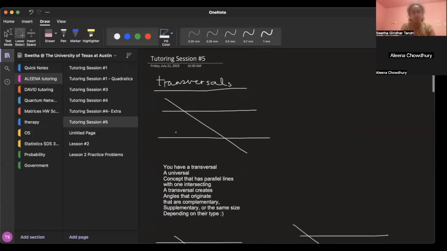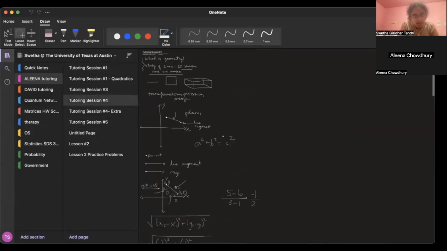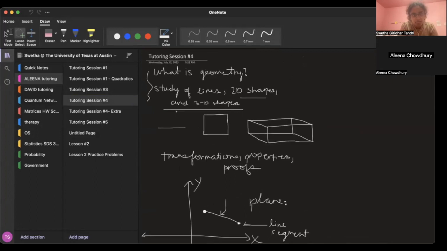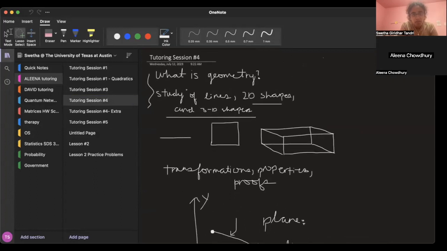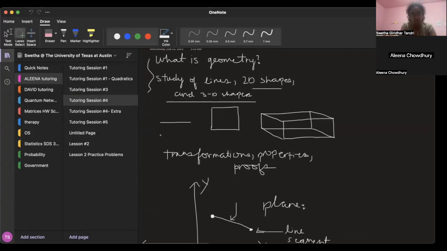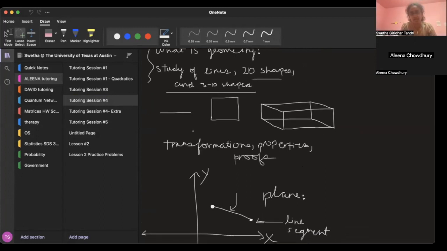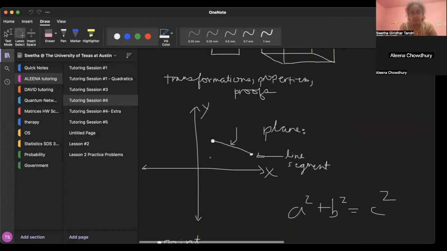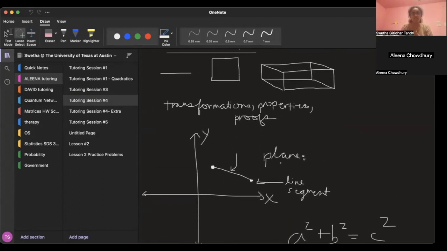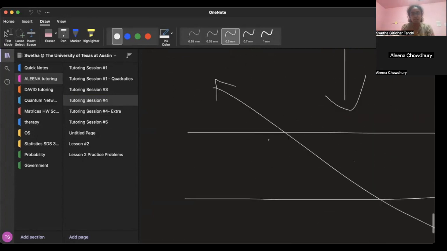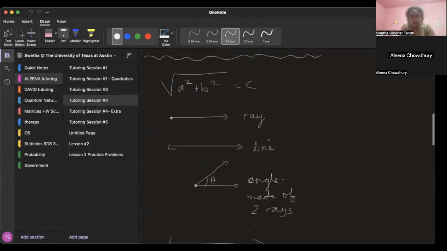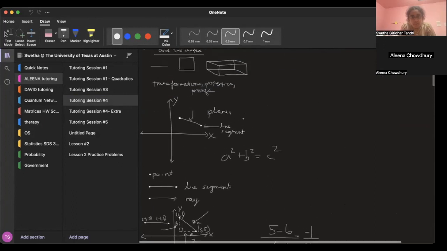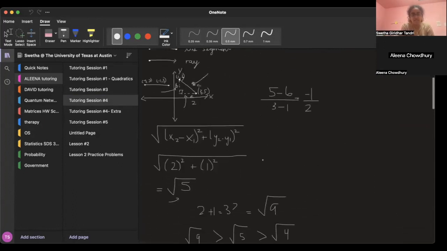So let's recap what we did last time. We went over the basics of geometry, which was what is geometry? The study of lines, 2D shapes, 3D shapes, just points, lines, and planes, basic transformations. Actually, I don't think we got into transformations. We'll do that today. We went over the distance formula, which is right here, connecting it to the Pythagorean theorem.